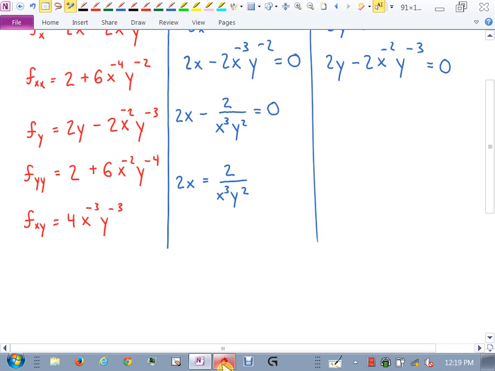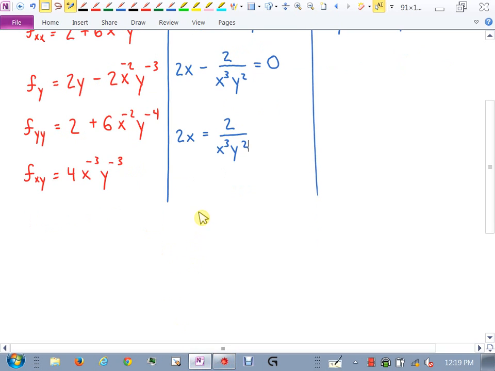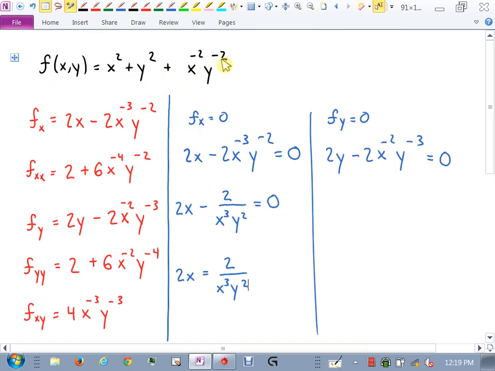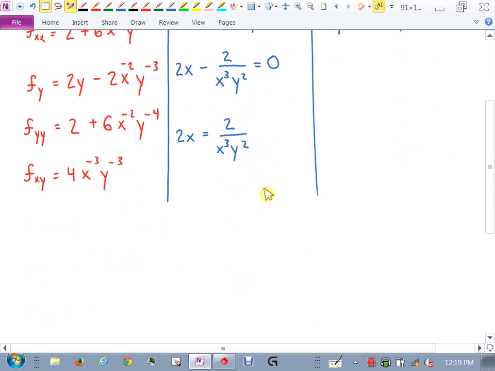So I just want to bring that up here, but do you understand why I don't have to worry now? Because the original function is undefined at 0, 0. Yes, the original function, we said we couldn't plug in 0 for x or y, so we don't have to worry about x ever being 0 or y ever being 0.